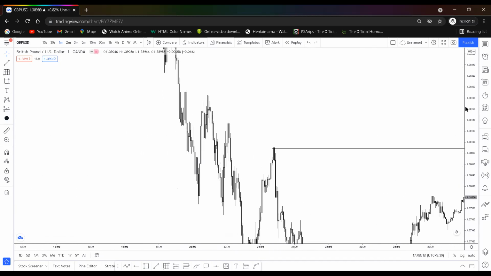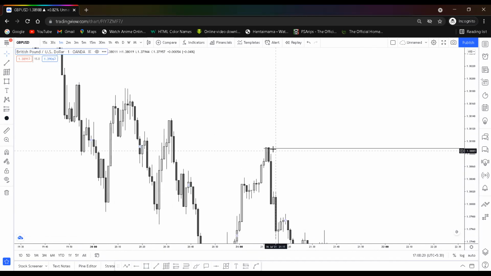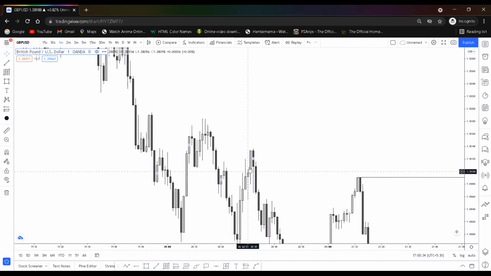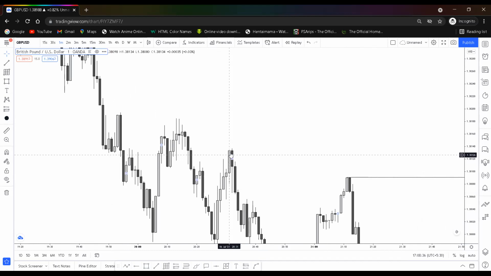Now right here, you see this high. Now it mitigated this. Okay, cool. This makes sense, right? This move, because it came and mitigated this, but built liquidity to take it. This went higher, this went higher. But did it really fill the imbalance? No. You see that? It did not fill the imbalance.